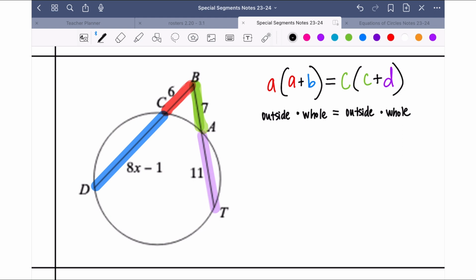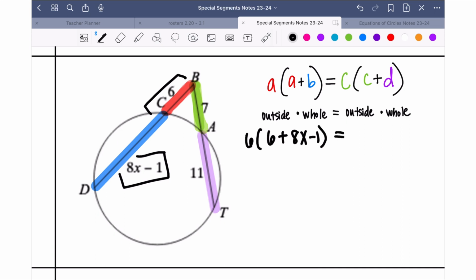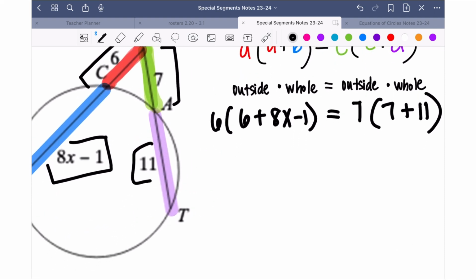Okay. All right. The outside section for the first segment is 6. Okay. Times the whole thing. So 6 and 8x minus 1 together. So we're adding. That should equal the outside of the other segment, which is 7. Remember, when I say outside, I mean outside of the circle. Times the whole thing, which is 7 again, plus 11. Okay? And we're going to be using parentheses because there's more than one part to this, okay?